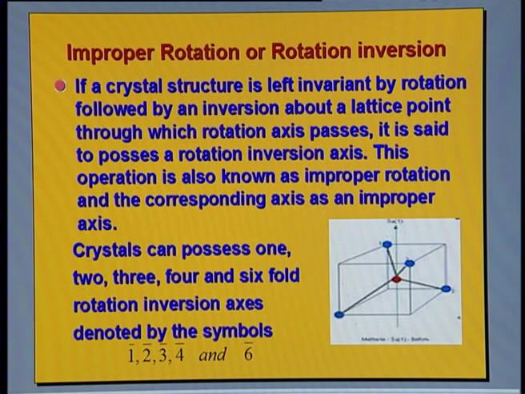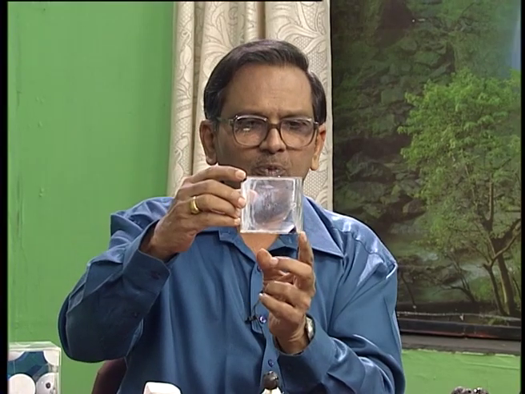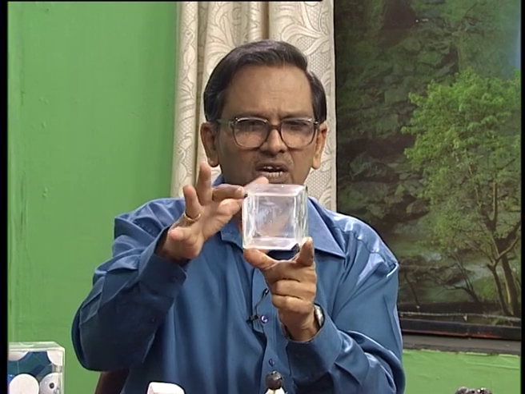4 bar means rotation by 90 degrees followed by reflection at a point, that is called the inversion. So, improper rotation, or rotation followed by inversion. Inversion means, for example, if I have a point here, I will have another point here. This is nothing but reflecting at the center of the cube. So, rotation followed by inverting it through the center is called the inversion symmetry.